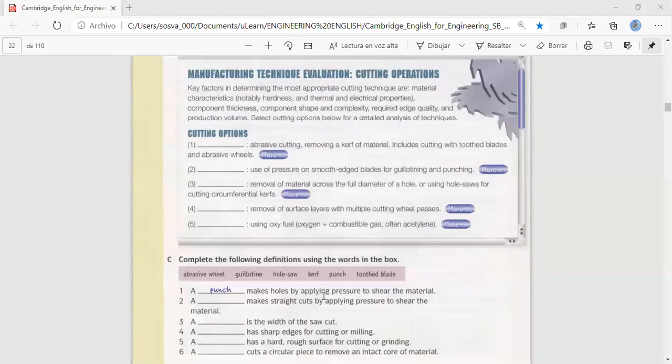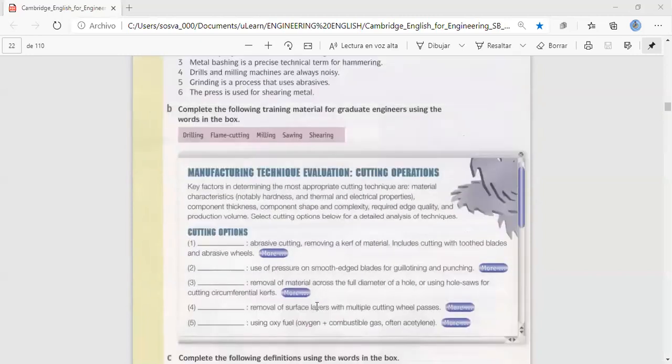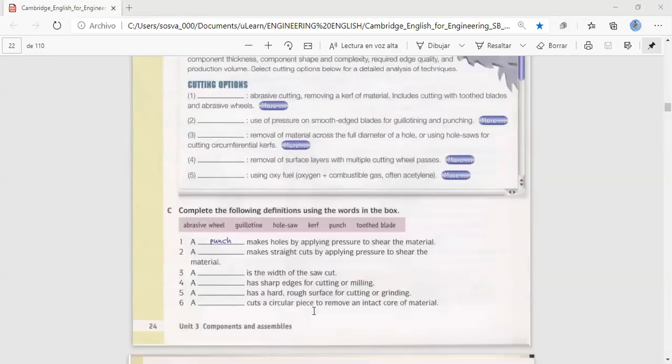You know that you can use drilling, flame cutting, milling, sawing, and shearing. So we have different ways, different options when we talk about cutting. Just to finish, well, we also finished this one.